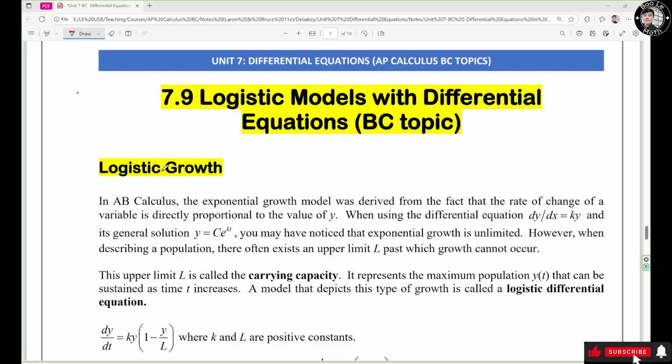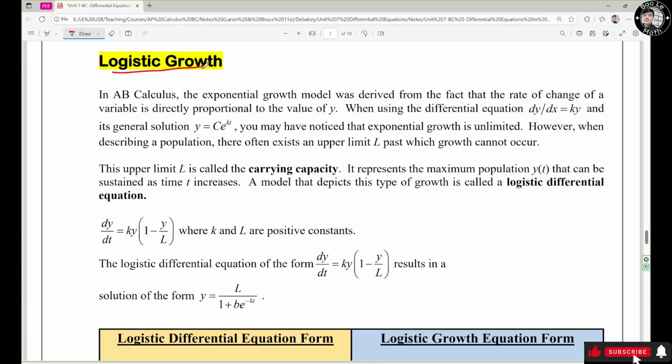Hello everyone, in this video we will explore topic 7.9 AB Calculus BC topic: Logistic models with differential equations. Logistic growth. In AB Calculus, the exponential growth model was derived from the fact that the rate of change of a variable is directly proportional to the value of y, using the differential equation dy over dx equals k times y, and its general solution y equals c times e raised to the kt.